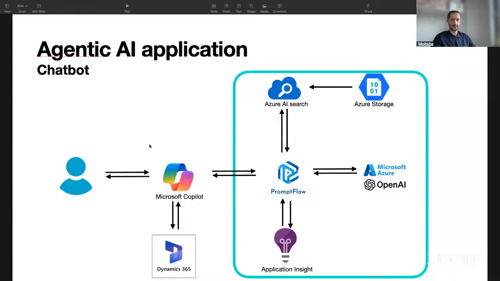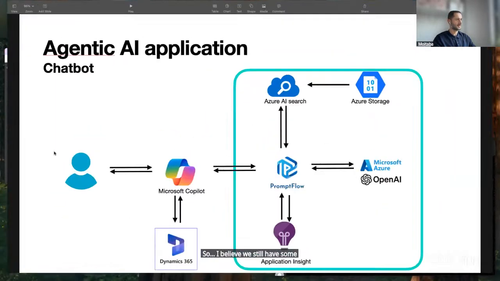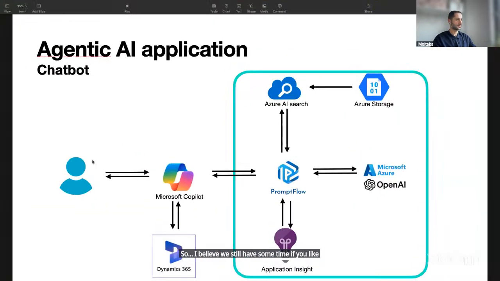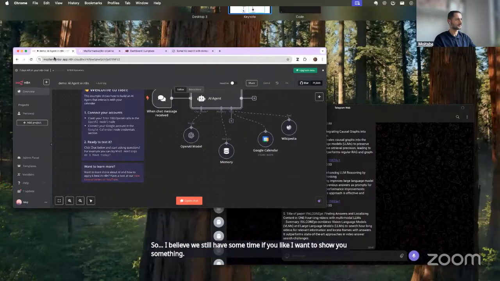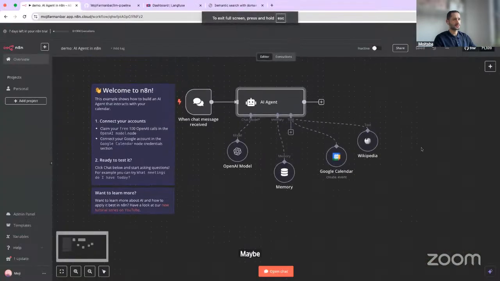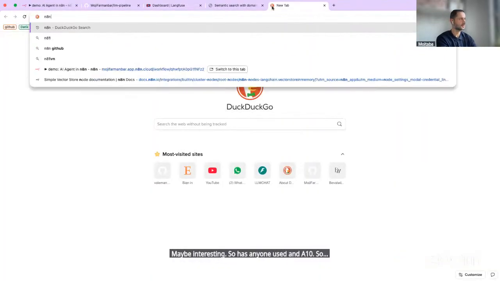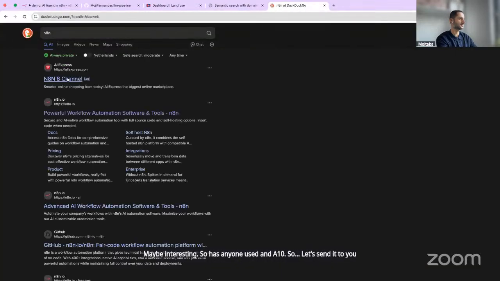So I believe we still have some time. If you like, I want to show you something maybe interesting. Has anyone used n8n? So let me send it to you. Maybe you can also try it.